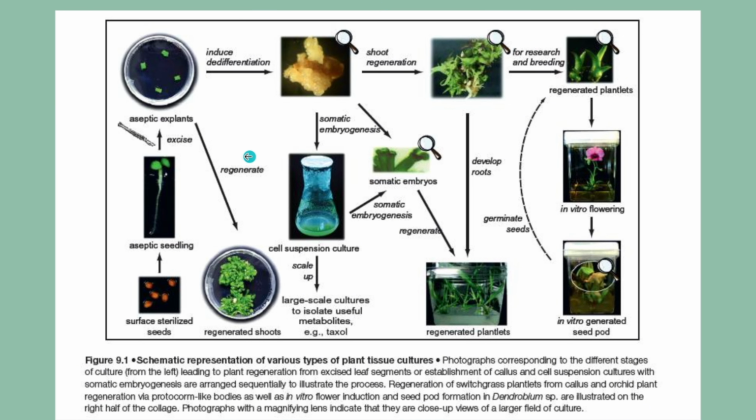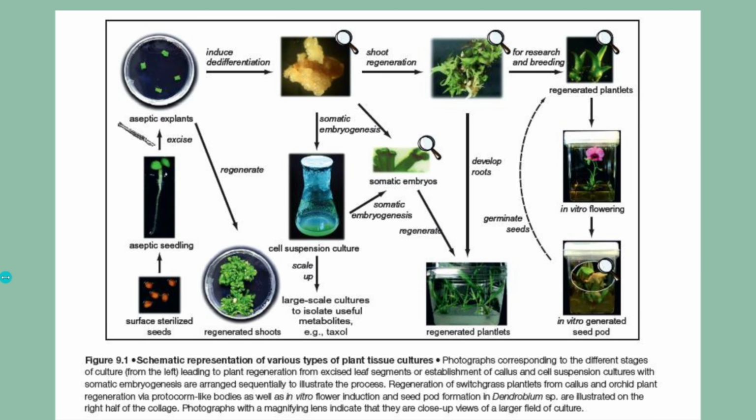Right. So you can imagine how to start here. Okay, you take any part of the plant. For this diagram they use the leaf. After that they induce the de-differentiation process, which produces the callus. So what is callus? Callus normally is an intermediate structure of the plant.